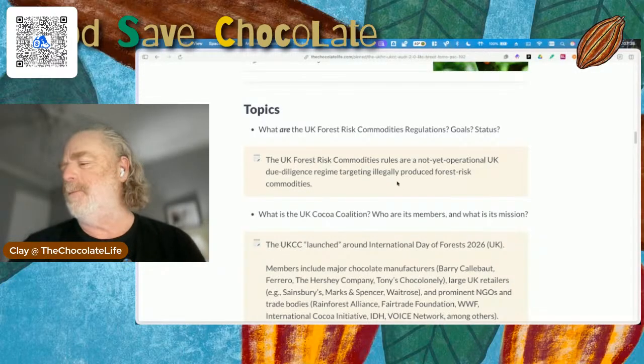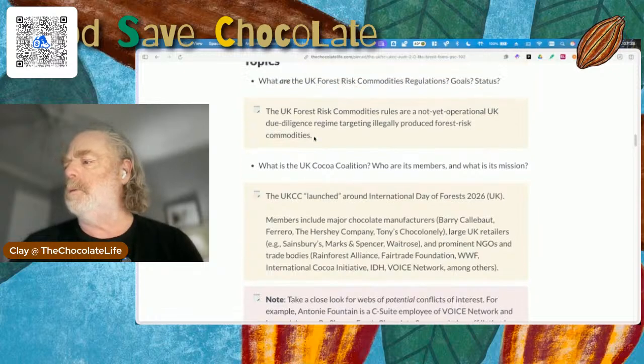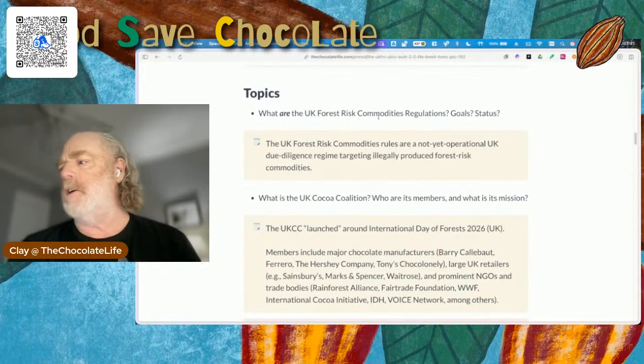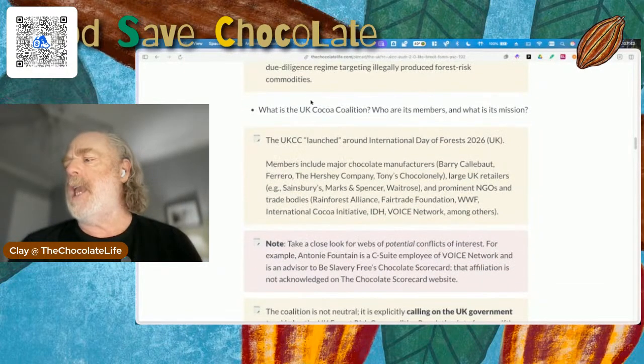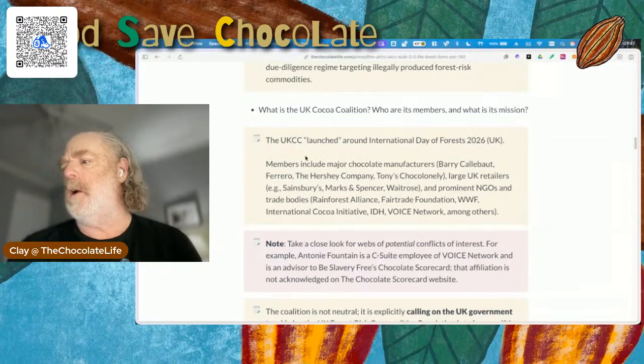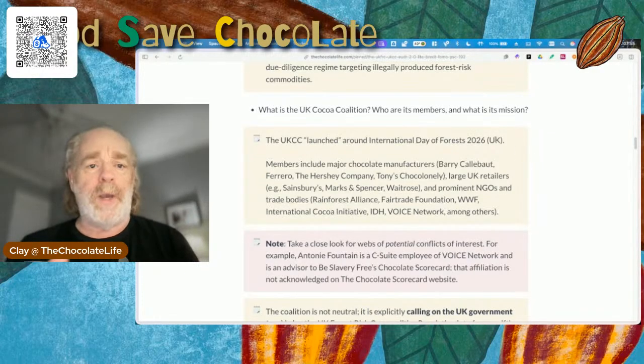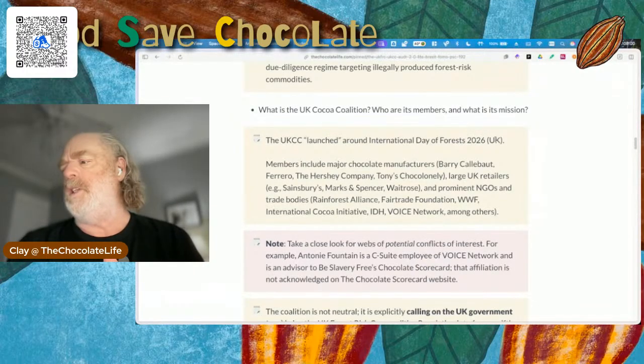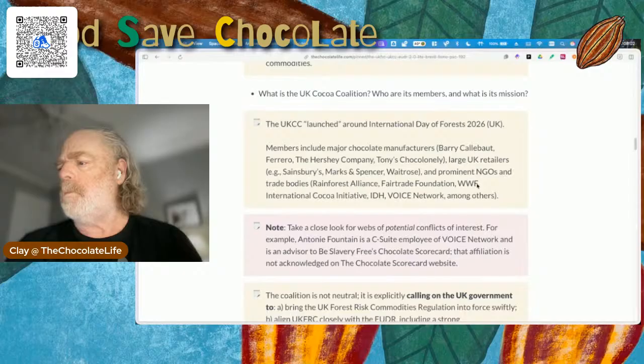So we'll get there. Okay, so what is the UKCC? The UK Cocoa Coalition: who are its members, and what is its mission? The UKCC was launched around the International Day of Forests, and it was announced in the UK Parliament. That's my reading of what's going on.